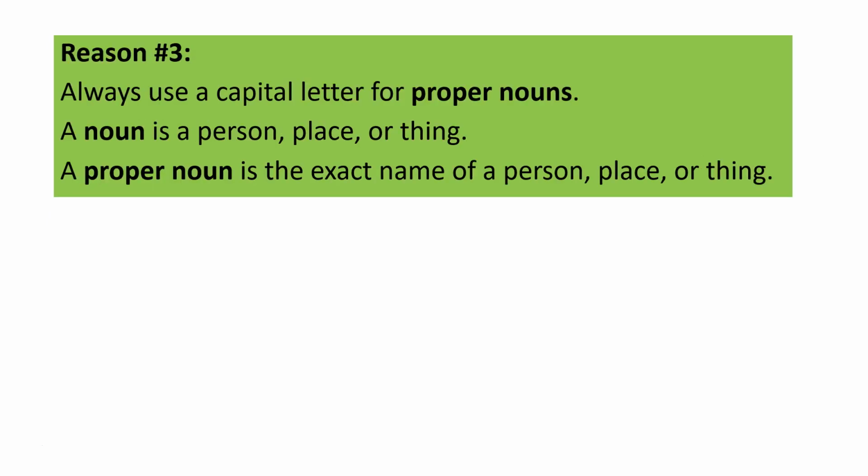And reason number 3, always use a capital letter for proper nouns. A noun is a person, place, or thing. So any word that's talking about a person or a place or a thing is in this category. But not all nouns are proper nouns. A proper noun is the exact name of a person, place, or thing. So when you need to say something's name or somebody's name, that's the situation for a capital letter.